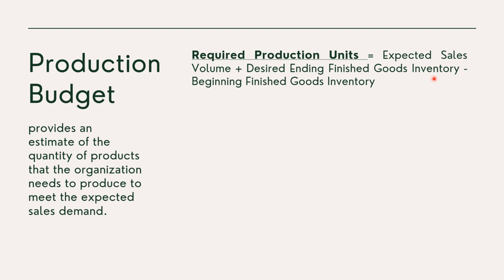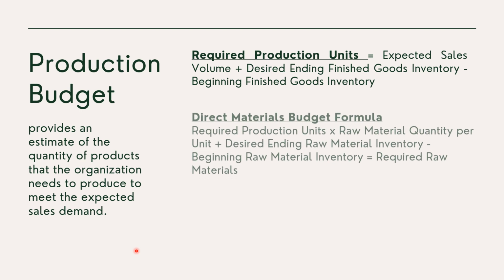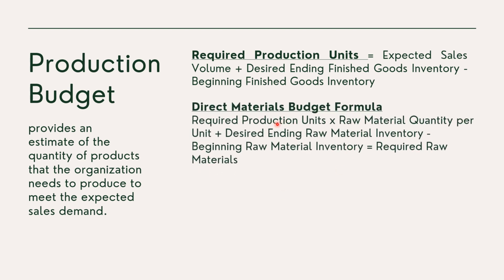Okay? So, desired ending finished goods inventory is the desired quantity of finished goods inventory that the organization wishes to have at the end of the budget period. Yung required production units naman natin, ito yung kinakailangan nating i-produce. Yung beginning natin, that refers to the finished goods inventory that the organization has at the beginning of the budget period. So, yan yung required production units natin. So, kinakailangan makuha mo yung required production units para makapag-proceed tayo sa next formula, no? Or next step to get the direct materials budget. Okay.